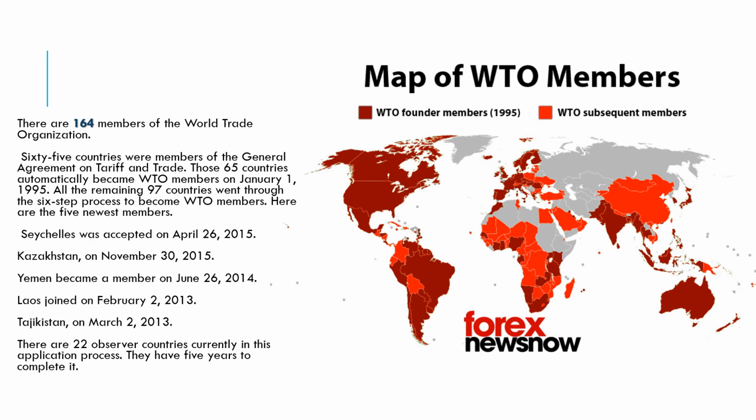65 countries in 1995 became automatically WTO members on January 1st, 1995. The remaining 97 countries went through the 6-step process to become WTO members. We have the 5 newest members: Seychelles, Kazakhstan, Yemen, Laos, and Tajikistan. There are 22 observer countries that are in the process of joining the WTO.